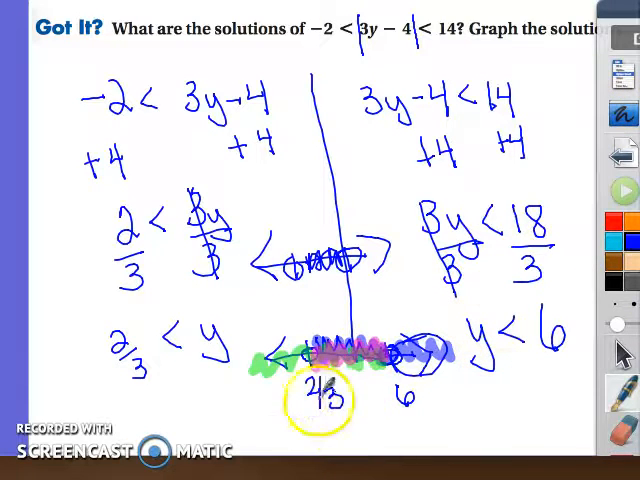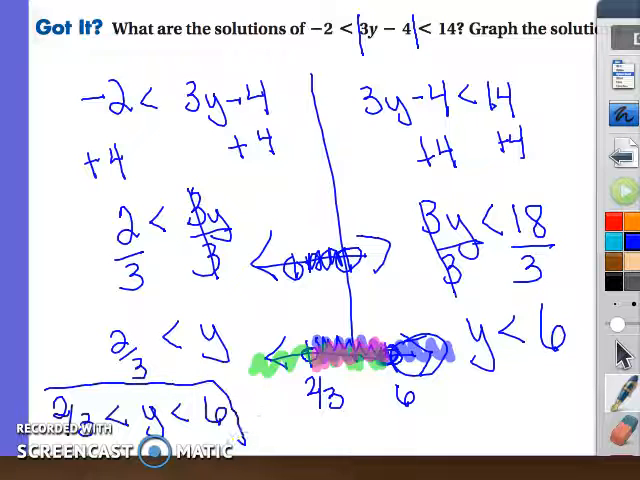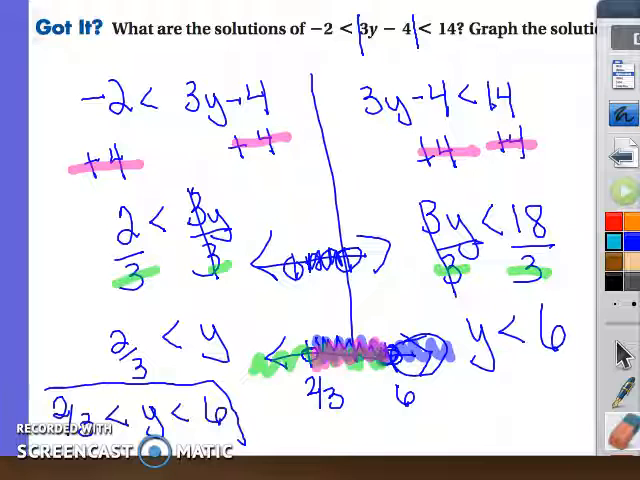I can rewrite this in the shortcut form, which is writing 2/3 is less than y, which is less than 6. So I could write it like that also. If I go back up to my first step, where I separated the two, in both problems I first added 4 to both of them, and then the next thing I did was divide by 3. So if I wanted to, I could actually do this without separating them completely.